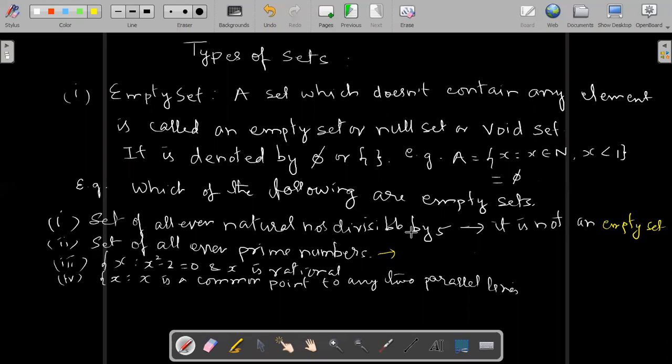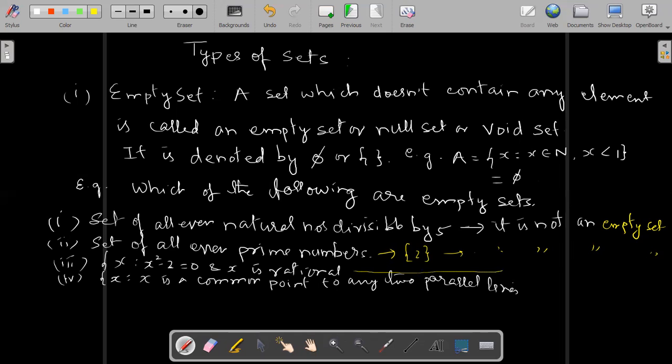The second is a non-empty set. Next, all even prime numbers. How many even prime numbers are there? Only one, that is 2. The even prime number is 2 only. So it is not an empty set.